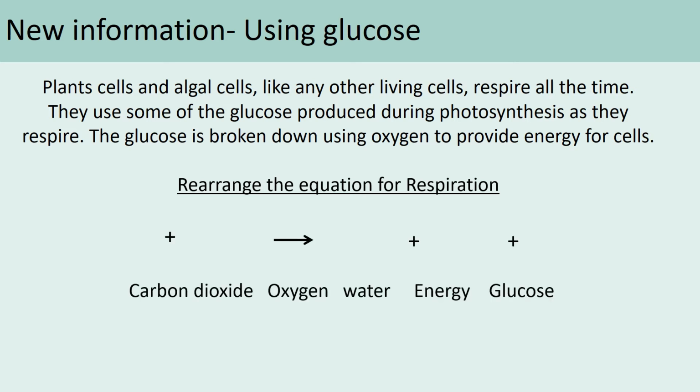So what I would like you to have a go at is rearranging the words and putting them into the equation. We should have 2 reactants. Those are things that go into a reaction. And we should have 3 products, 3 things that come out. So can you have a go at making the equation for respiration using the words at the bottom, putting them into that equation? So pause the video and have a go at that now, please.